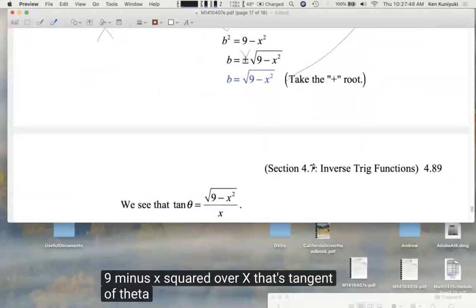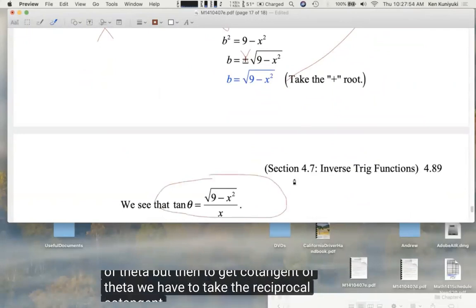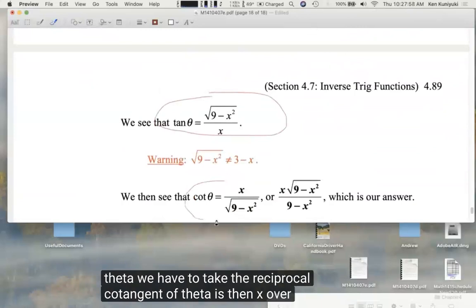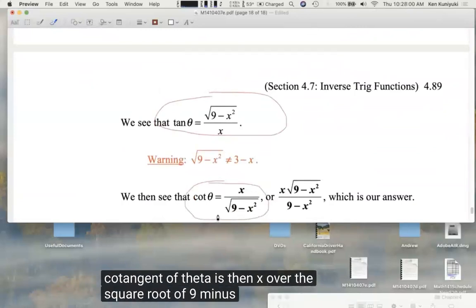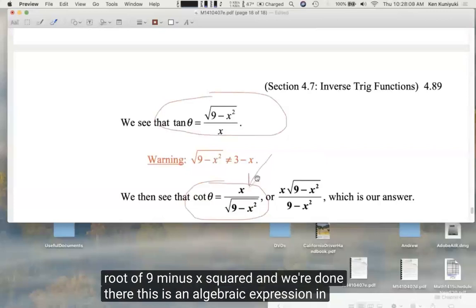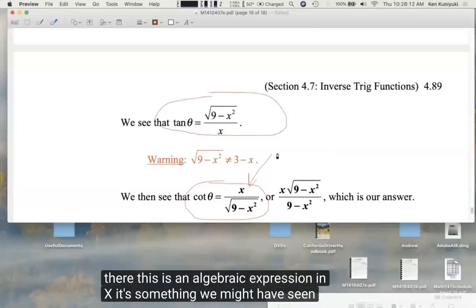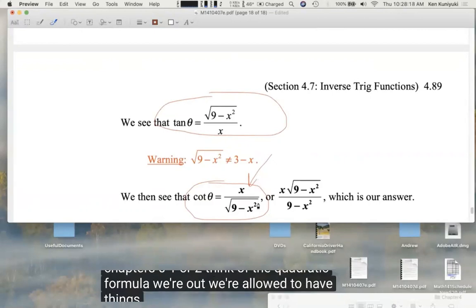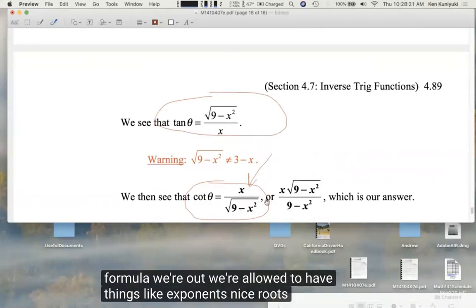That's tangent of theta. But then, to get cotangent of theta, we have to take the reciprocal. Cotangent of theta is then x over the square root of 9 minus x squared. And we're done there. This is an algebraic expression in x. It's something we might have seen in chapters 0, 1, or 2. Think of the quadratic formula. We're allowed to have things like exponents, nice roots, things like that.